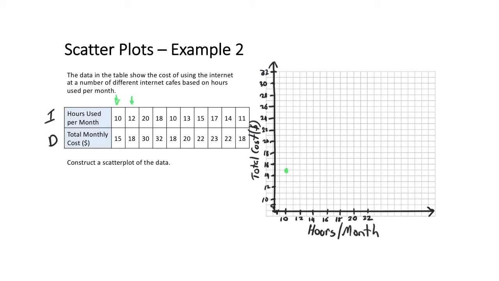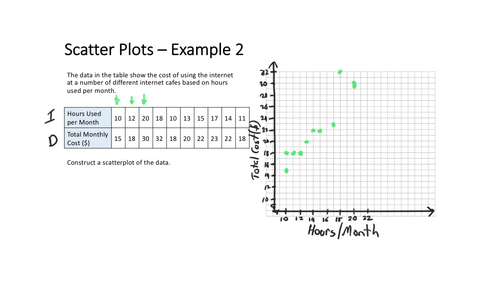My next numbers are going to be 12 and 18. So across the 12 up to 18 and again put a dot to mark a point. My third set of numbers is going to be 20 and 30. So I'm going to go across the 20 up to 30 and then mark it as a dot, and go ahead and complete the rest of my scatterplot using the numbers in the table.